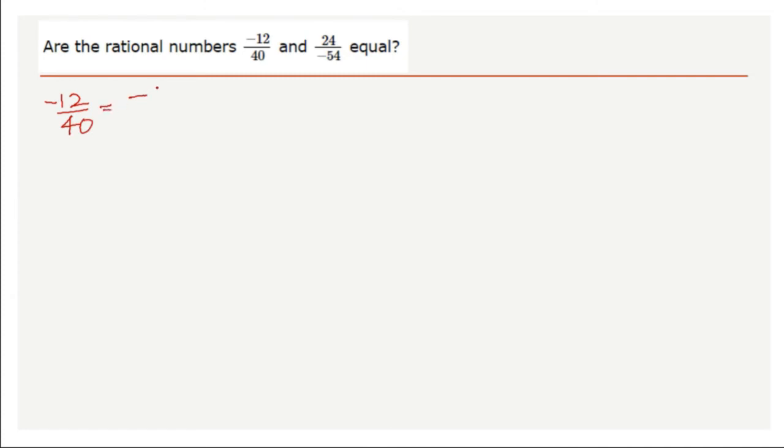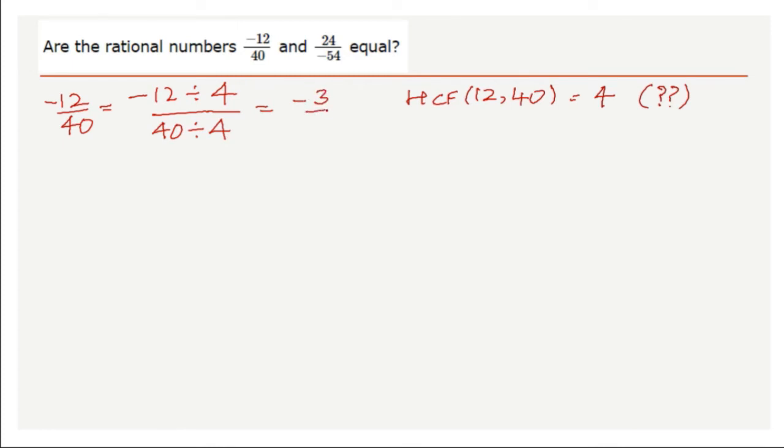Now I need to divide both numbers, minus 12 and 40, by the highest common factor. The highest common factor of 12 and 40 is 4. You can check yourself why it is 4. When divided, we get negative 3 upon 10.